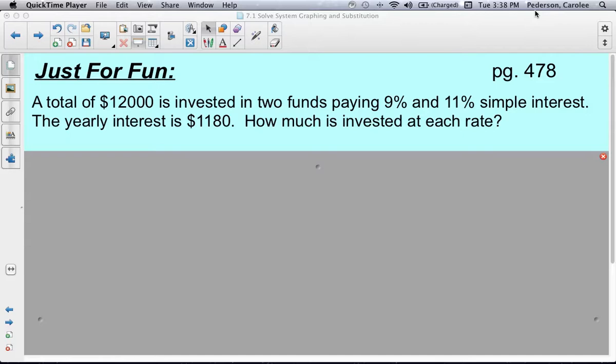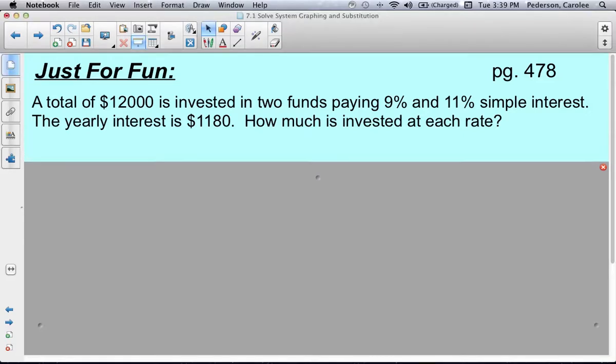This is an example of using the substitution method and graphing if you needed to do a real world problem. This example is in a pre-calculus textbook on page 478 if you want to follow along. We have $12,000 invested in two different funds. One is paying 9% interest and another is paying 11% interest, and the yearly interest is $1,180. How much is invested at each rate?